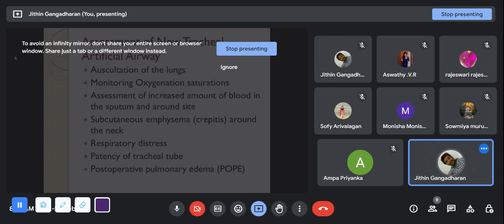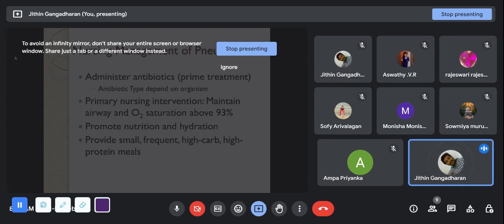Then emphysema, then respiratory distress, which is shown by nasal flaring. Then grunting sounds, labored breathing, diaphragmatic breathing. All these things are the signs of respiratory distress. Then patency of the tracheal tube, because all these things may happen if the tracheal tube is kinked or obstructed. So you have to check the tracheal tube also. Then you have to check for postoperative pulmonary edema also.